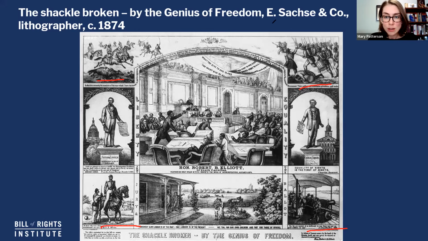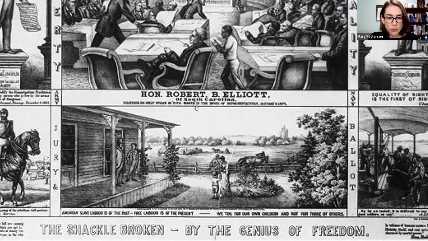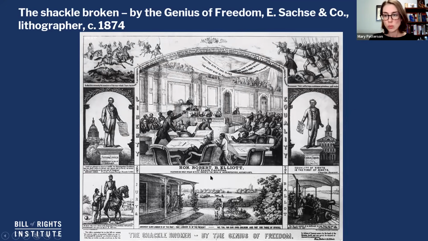Down here, I'll zoom in for you on this last image at the bottom. You have a farm scene. It's a little hard to make out, it's a little grainy, but it says American slave labor of the past, free labor is of the present. So we toil for our own children and not those of others. So you can see these people, they're working for themselves, right? Slavery is a thing of the past, and what needs to be done to ensure that African Americans enjoy equal rights? It's the passage of this legislation.